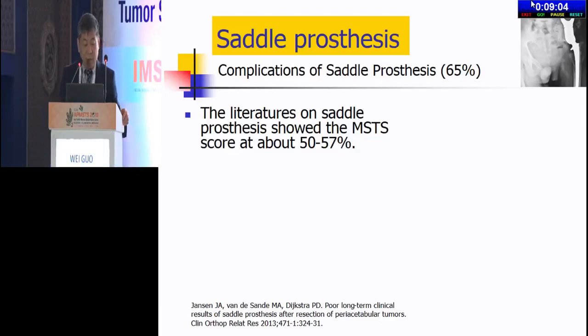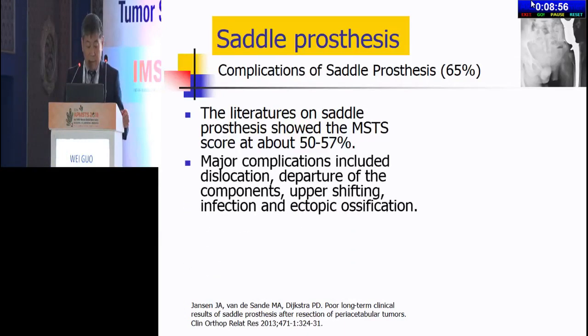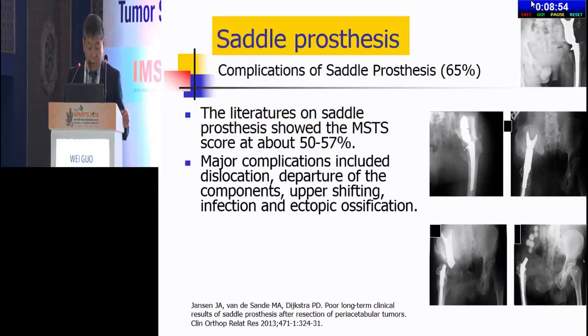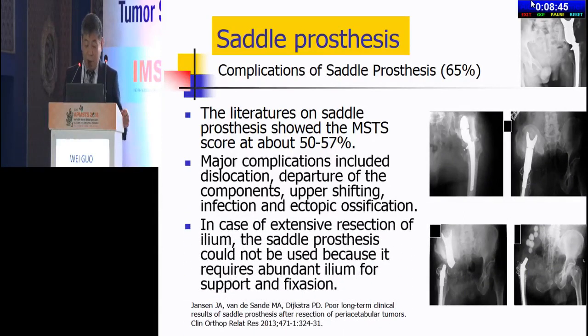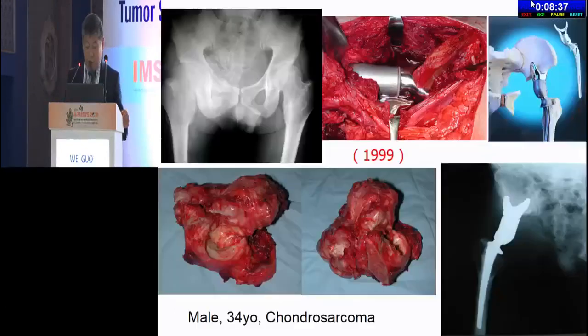Regarding the saddle prosthesis, the literature shows the MSTS score is about 50 to 57%. Major complications include dislocation, departure of the component, upshifting, infection, and ectopic ossification. In case of extensive resection of the ileum, the saddle prosthesis cannot be used because it requires remaining ileum for support and fixation.